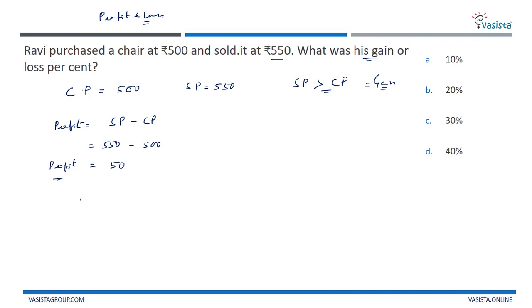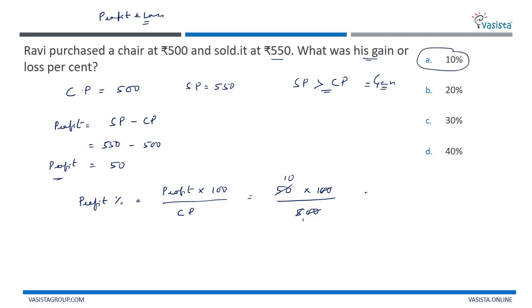You know the formula, profit percent is equal to profit into 100 divided by cost price. What is profit? 50 into 100 divided by cost price, which is 500, right? This is cancelled. 5 ones are 5, 5 tens are 50. The answer here is 10%. So in this particular transaction, Ravi is going to make a 10% profit.